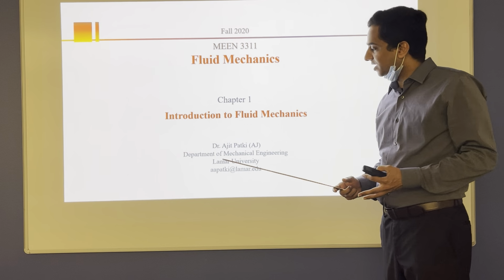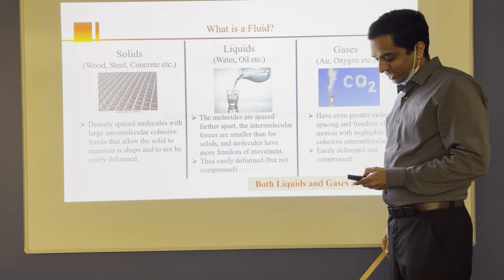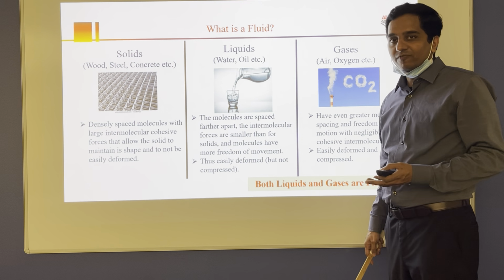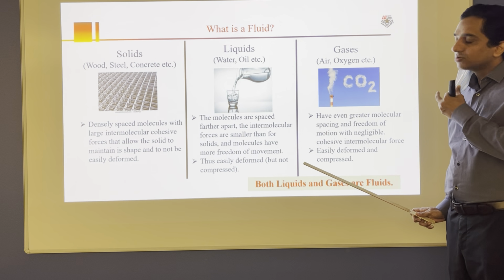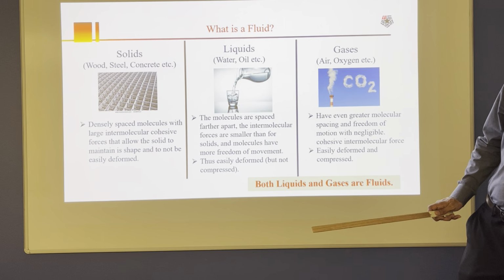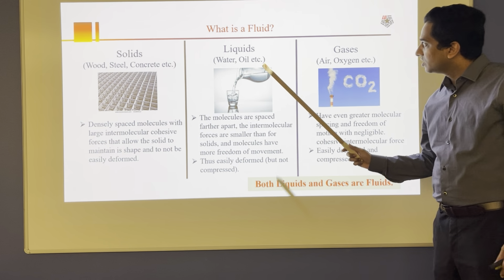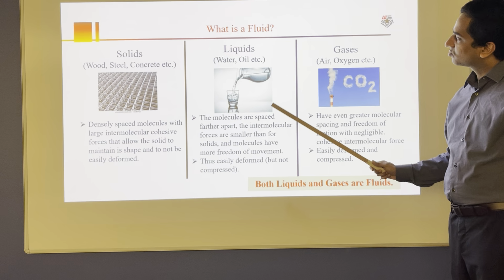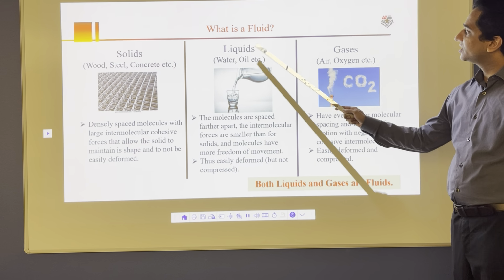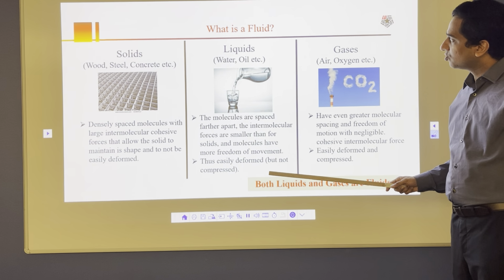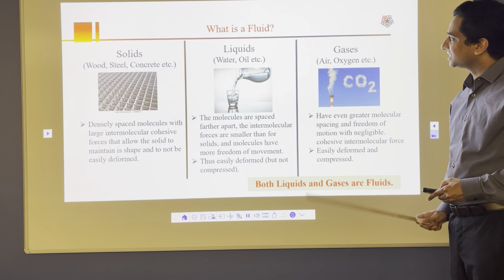It's just a simple chapter about some basic definitions of fluid mechanics and then all about what is fluid mechanics. So we have three states of matter: solids, liquids and gases. We have another class known as mechanics of solids or solid mechanics, and then you have liquids and gases. Well, what is fluid? Anything that flows is a fluid. So liquids and gases are fluids, and therefore fluid mechanics is nothing but mechanics of liquids and gases.